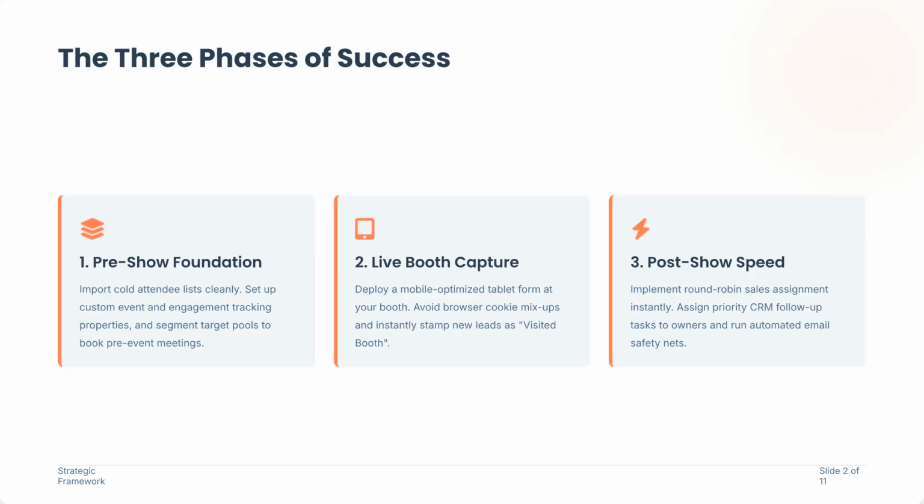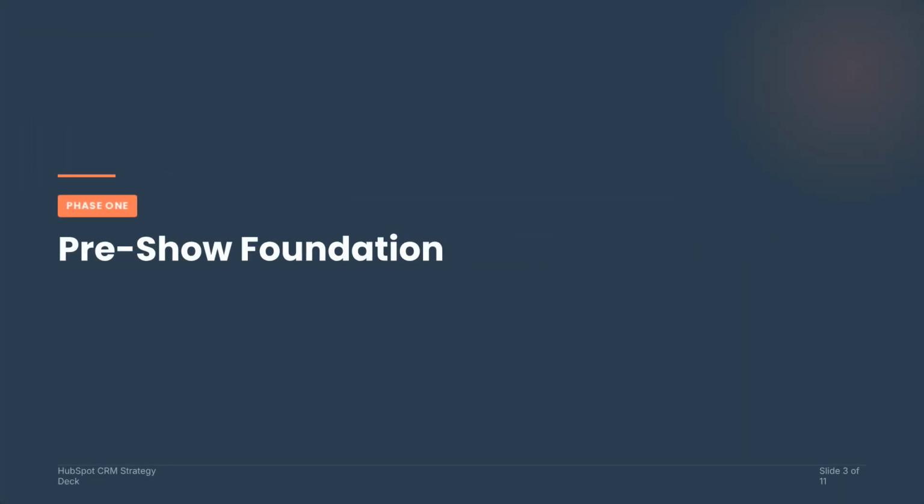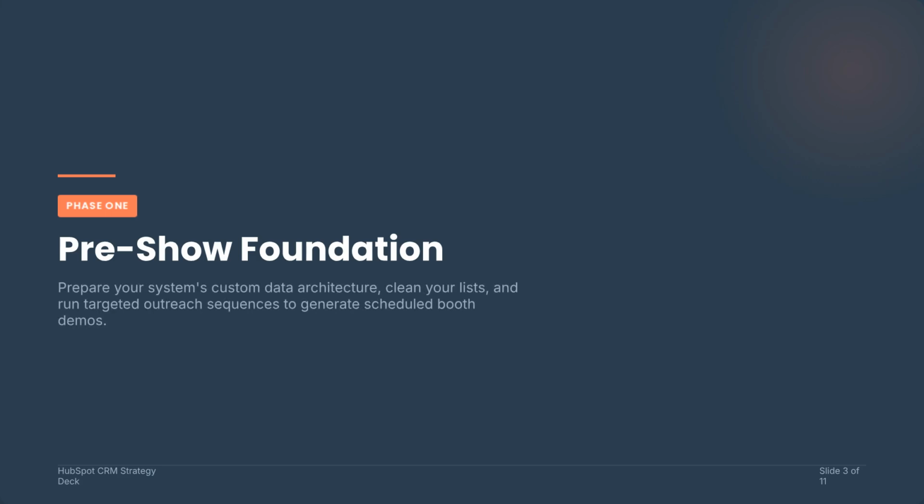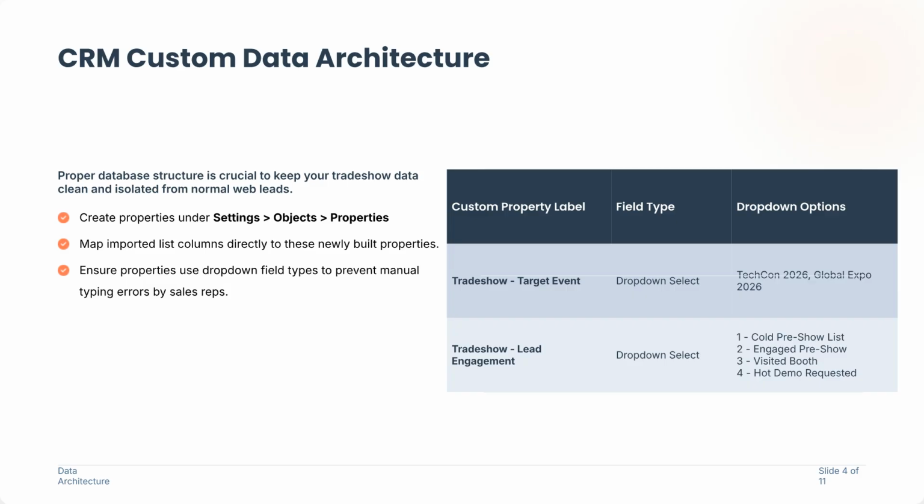Successful trade show management is broken down into three phases: the pre-show foundation for list organization, live booth capture for data entry, and post-show speed for rapid follow-up. In phase one, the focus is on building a solid foundation. This involves preparing your system's data architecture, cleaning your attendee list, and launching targeted outreach sequences to ensure your booth demos are booked in advance.